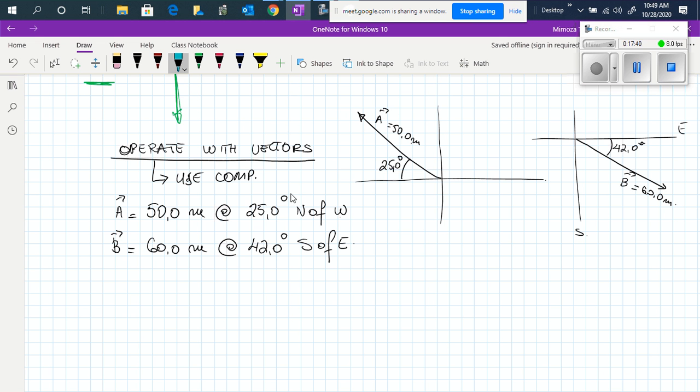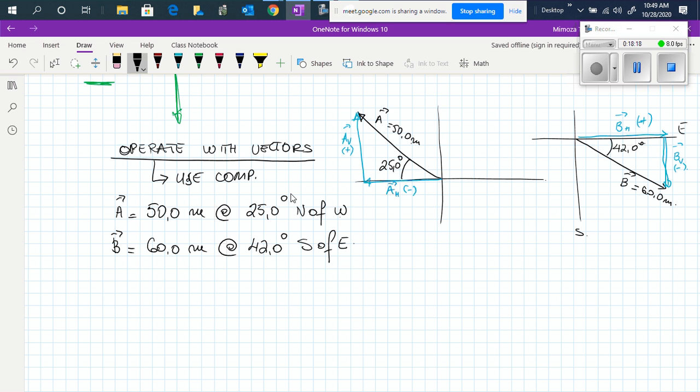Let's complete the right angle triangle that includes the given angle. And then the horizontal component of vector A will be negative. The vertical component of vector A will be positive. And in this case, the horizontal component of vector B will be positive. And the vertical component of vector B will be negative.